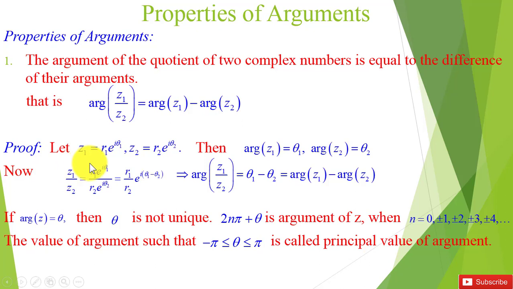Proof. Let z1 is equal to r1 e raised to the power i theta 1, z2 is equal to r2 e raised to the power i theta 2. Then argument z1 is equal to theta 1, argument z2 is equal to theta 2. Now z1 by z2 is equal to r1 e raised to the power i theta 1 by r2 e raised to the power i theta 2 is equal to r1 by r2 into e raised to the power i (theta 1 minus theta 2), which implies that argument of z1 by z2 is equal to theta 1 minus theta 2 is equal to argument z1 minus argument z2.